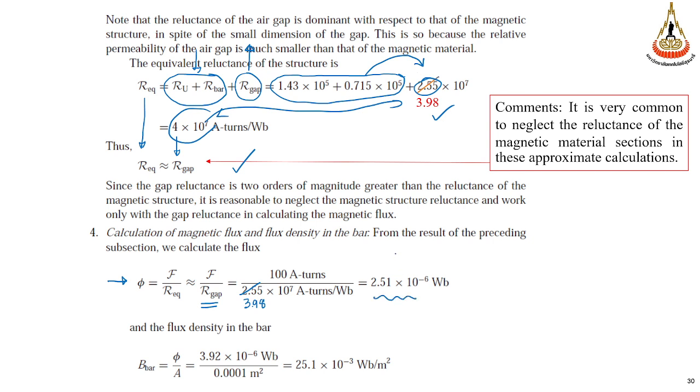And we get this. Please check this value, I'm not sure. Maybe it should be 3.92 multiplied by 10 power 7. This is incorrect again. It should be 39.2. Anyway, the calculation method is correct, but there may be some mistyping.